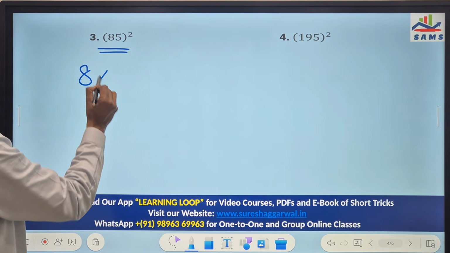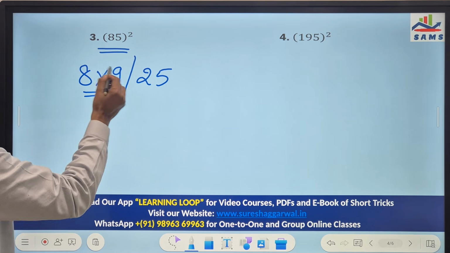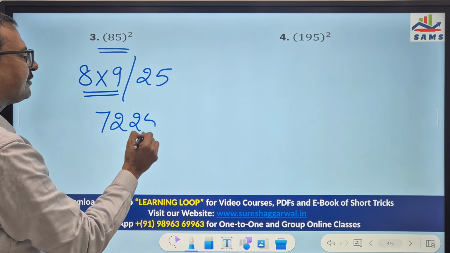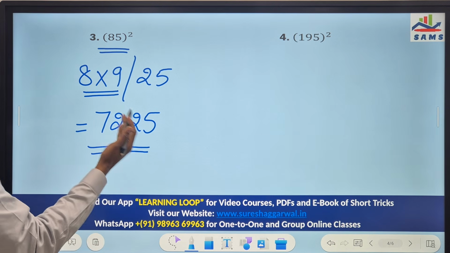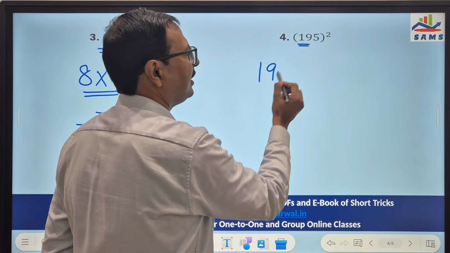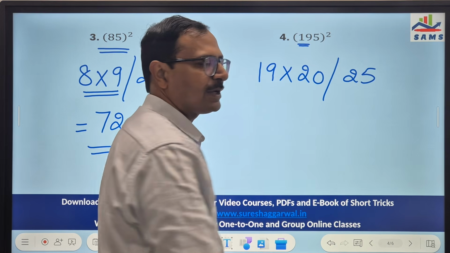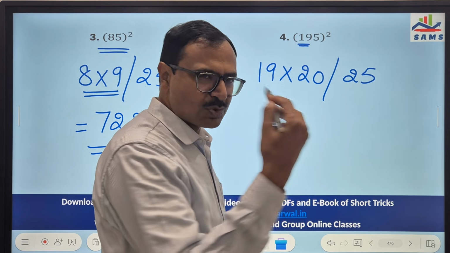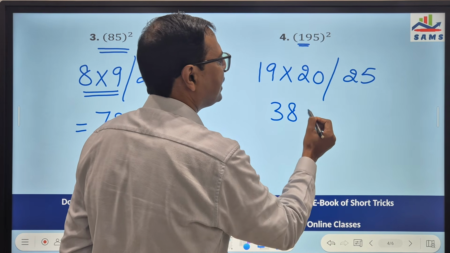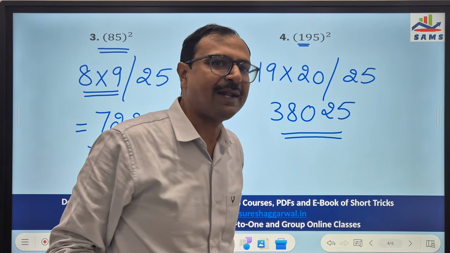So 8 times the next number 9, followed by a 25, and you just need to know what is 8 times 9, that is 72, and finally 25 is to be suffixed, you get the answer 7225. How about 195? Apart from the 5 you have 19, you need to multiply that by the next number 20 and suffix 25 to the result. And you don't have to do 19 times 20, you just have to do 19 times 2, which is 38. Follow it up by a 0 and then put the 25. Here you have the square of 195.